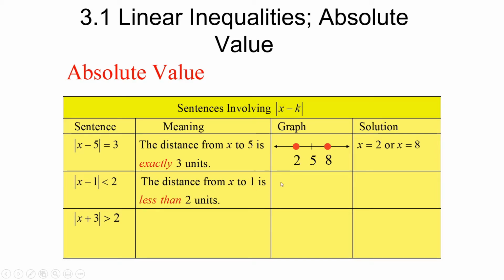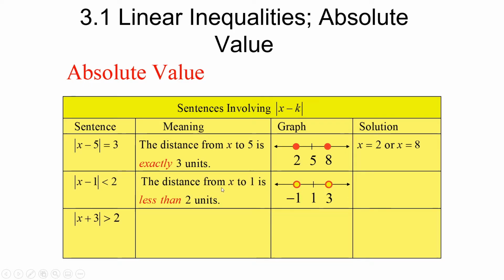All right, so now my number line will be centered at 1. And I am less than 2 units from the 1, so what number is 2 units to the left? That would be -1. What number is 2 units to the right? That would be +3. Okay, now solid or open dots. Less than, no equals, open dots.